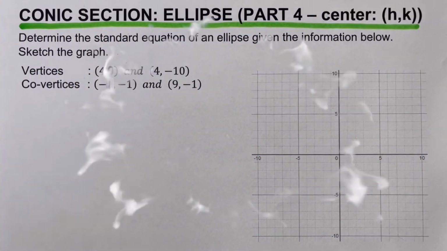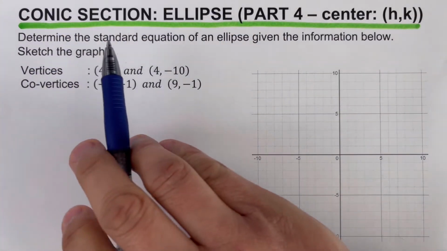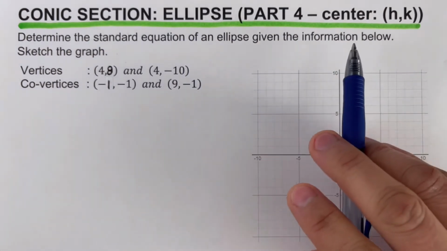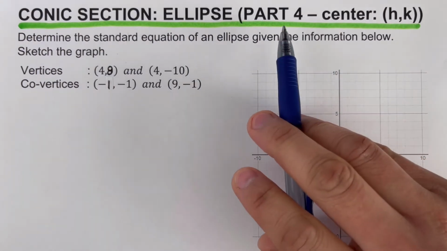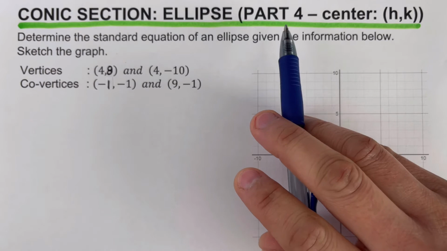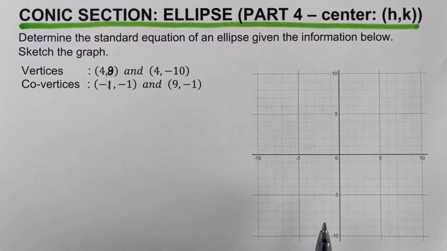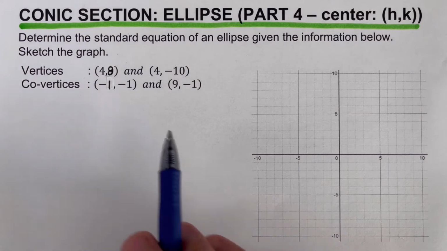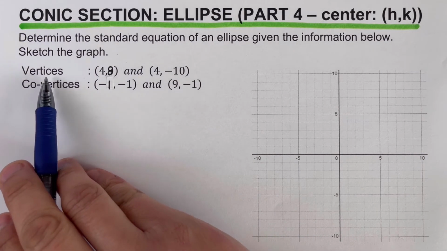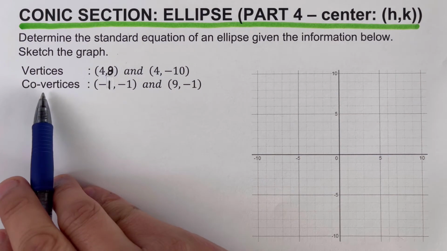Hello everyone. This video will focus on conic sections, specifically on the ellipse with center at (h, k), and this is the fourth part. In this part, we're supposed to determine the standard equation of an ellipse, and we're supposed to sketch the graph of that ellipse given the coordinates of the two vertices and the coordinates of the two co-vertices.